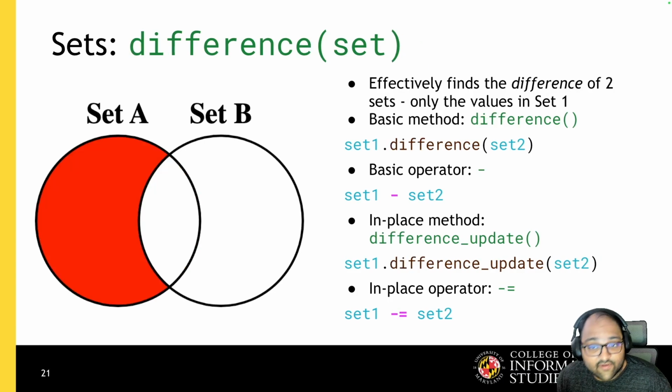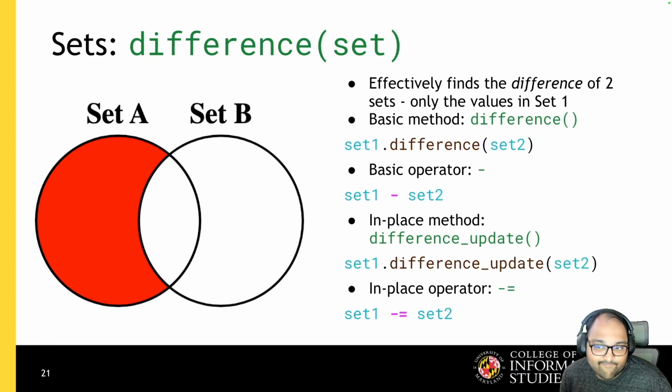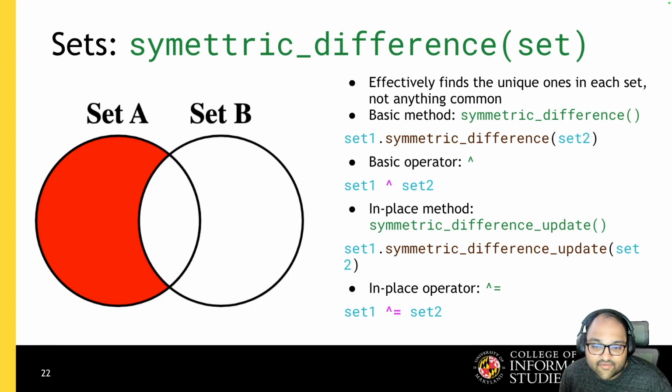Then there is difference, which finds the difference of two sets and only gives you the unique values in set 1. So set 1 minus set 2, or set 1 minus equals set 2, or the dot difference update. And then there's symmetric difference, which finds the unique values in each set. It's pretty much the same thing, as you can see, with set 1, set 2, whatever.